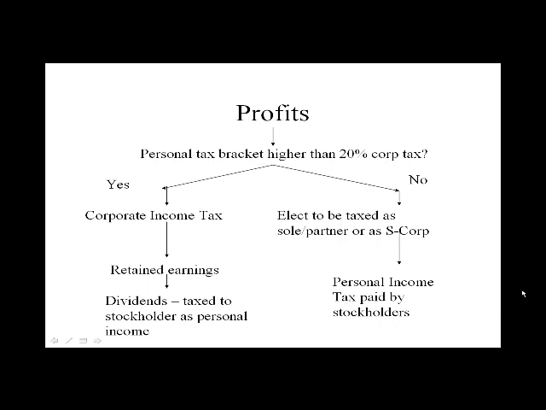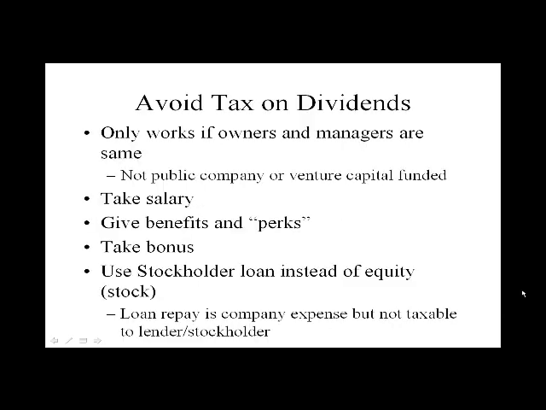If, on the other hand, your incremental tax bracket is lower than 20%, then it's better to be taxed as a partnership or S corp, and have it flow through to the owner's personal tax returns. I talked about this back in the myth of double taxation.